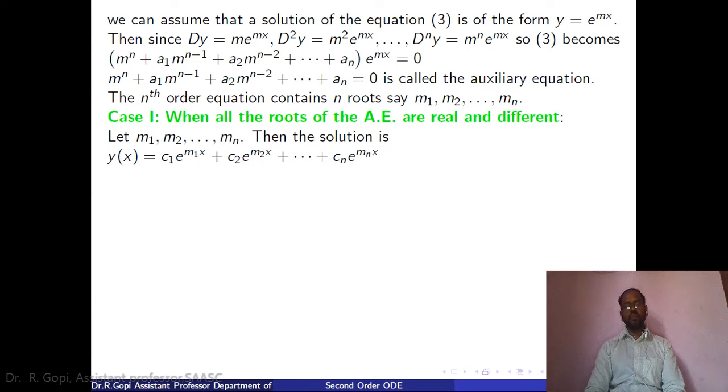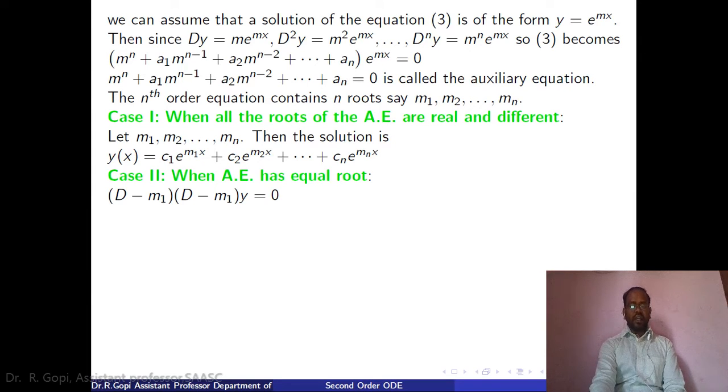Then the solution is y of x equal to c1 into e power m1 x plus c2 into e power m2 x plus etc. plus cn into e power mn x. Because the solutions are linearly independent, we have to consider the linear combination of the solutions. So we get y of x equal to c1 into e power m1 x plus c2 into e power m2 x plus and so on plus cn into e power mn x.